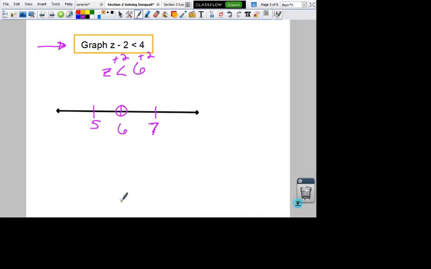Well, help me out. This is z is less than 6. Which side is numbers less than 6? Please look up here. Alright. Which side is numbers less than 6? Left or right? Left side. So I'm going to make my arrow going to the left.